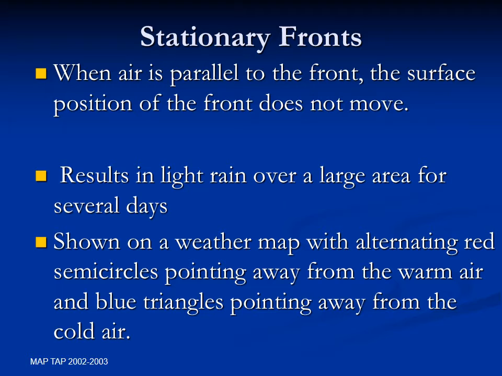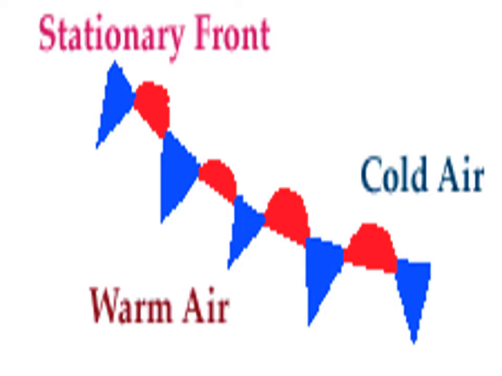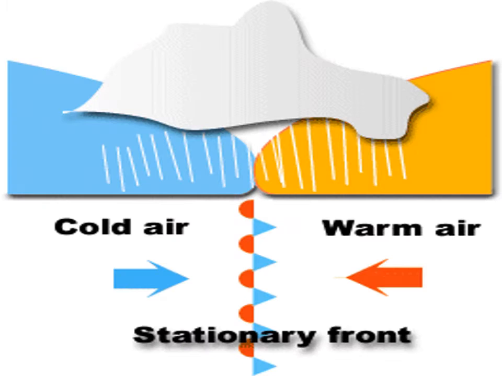It's alternating red semicircles and blue, and that's what it would look like. It doesn't point in the direction anything's moving because it's not moving, it's stopped. So a stationary front is parallel. If you have cold air and warm air come together perfectly parallel, they're both going to stop.